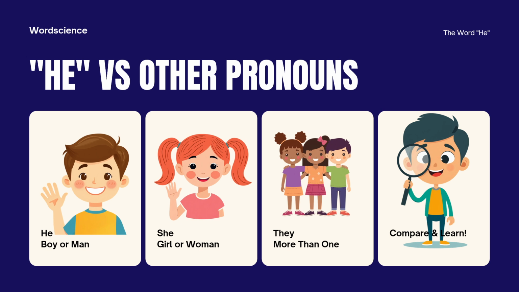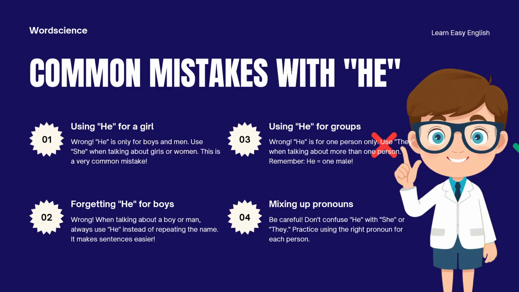Now, let's compare. He means a boy or a man. She means a girl or a woman. And they means more than one person. Each pronoun has its own special meaning.